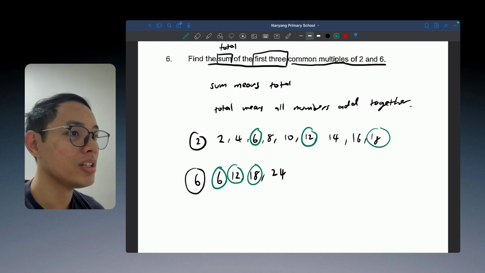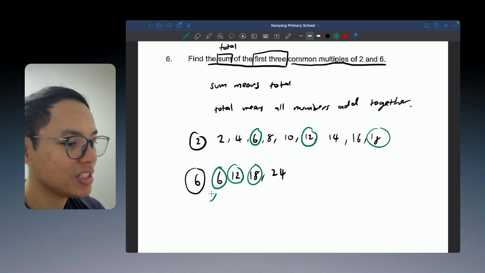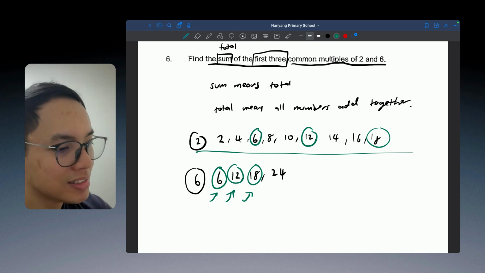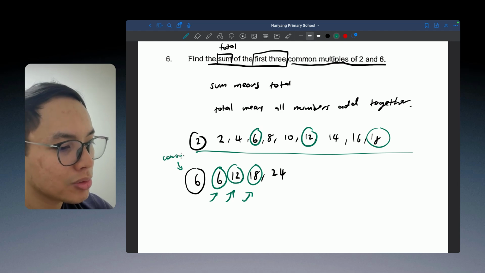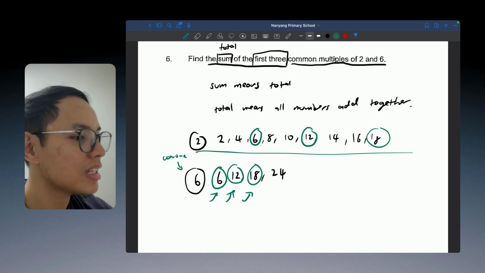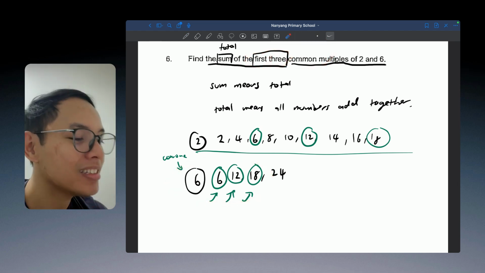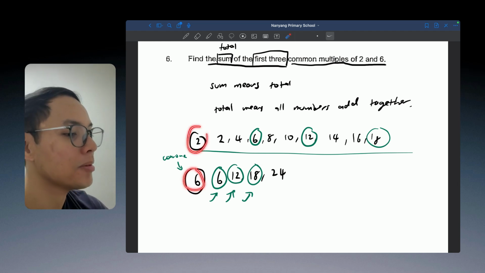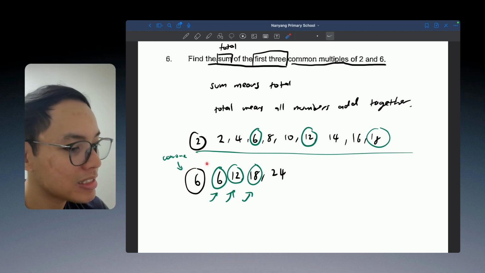And actually there is, in a way, a shortcut. Did you see that it's only the first three multiples of 6? Why is that so? You don't have to do this whole thing, because 6 is already a common multiple of 2. So if it asks us for the first three common multiples, we will just need to get the first three multiples of 6, since 6 can be divided by 2. So now we know that these are the three numbers.